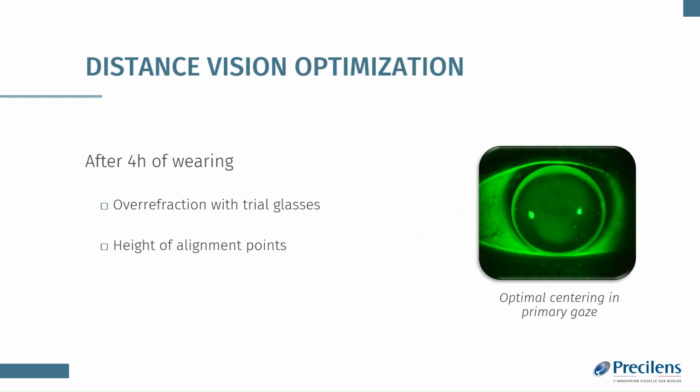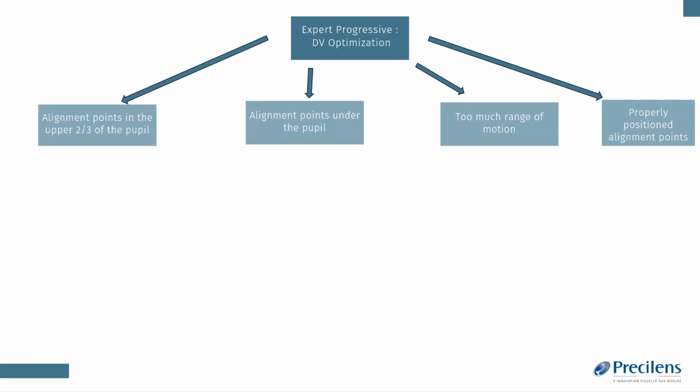In order to properly analyze the lenses, if optimization is considered, they must be worn for at least 4 hours. Over-refraction should be performed using trial spectacles. For over-refraction to be usable, you need to make sure that the alignment points are positioned correctly. Now here is the decision tree of the Expert Progressive's optimization for discomfort in distance vision.